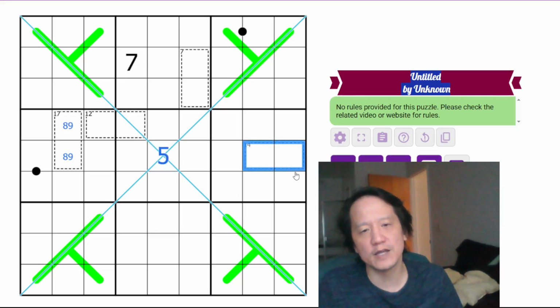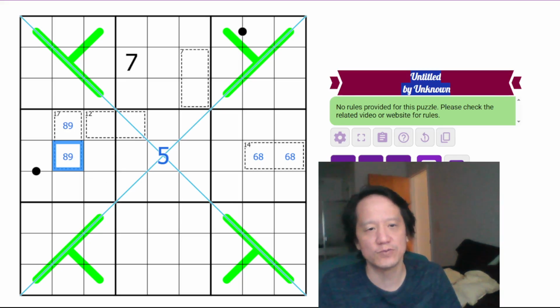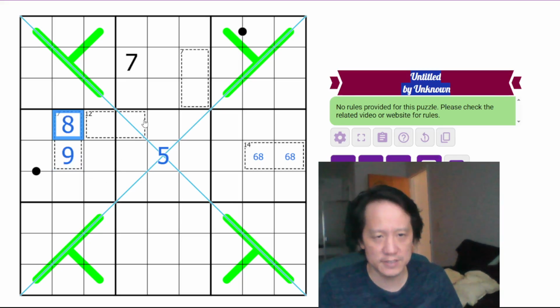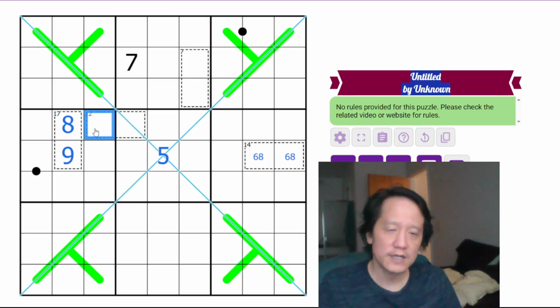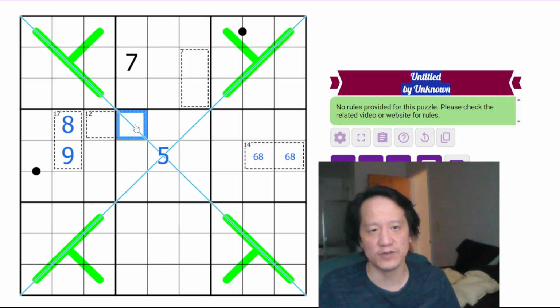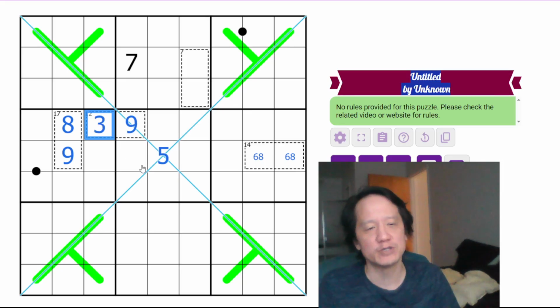This then cannot be 5 and 9 to add up to 14, it's 6 and 8. The 6-8 pair eliminates 6 and 8 from the rest of the row, so this is 9, this is 8. This could be 3 and 9, 4 and 8, or 5 and 7. 5 and 7 are ruled out because this digit cannot be 5 or 7. This can't be 4 and 8, so this must be 3 and 9. And this must be 9, which makes this 3.